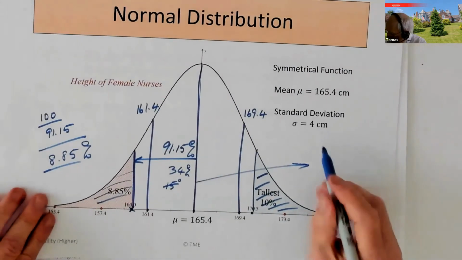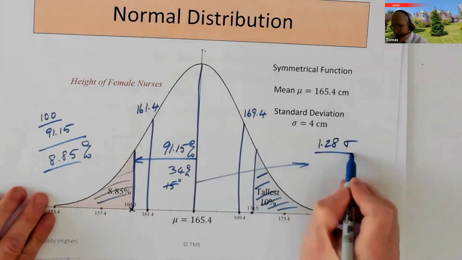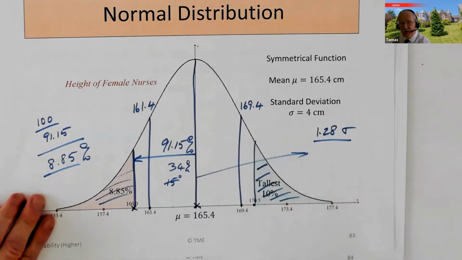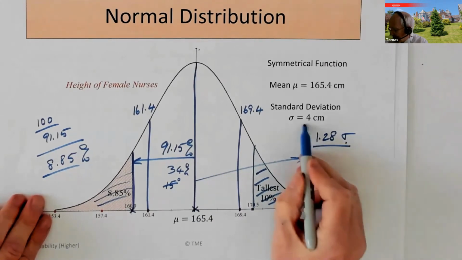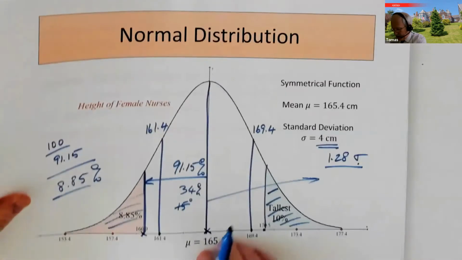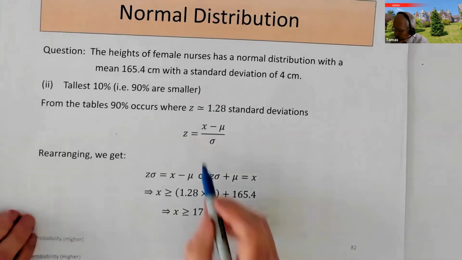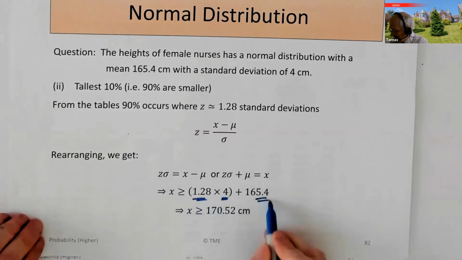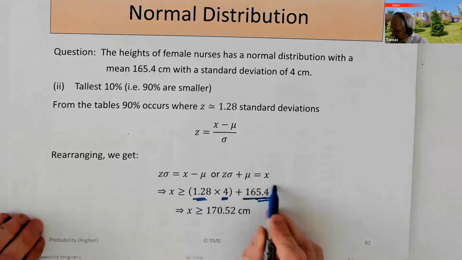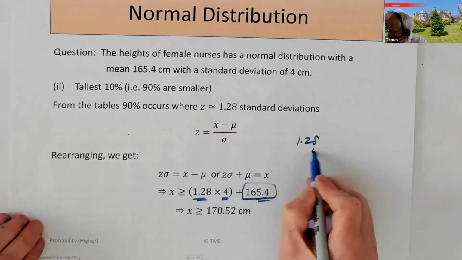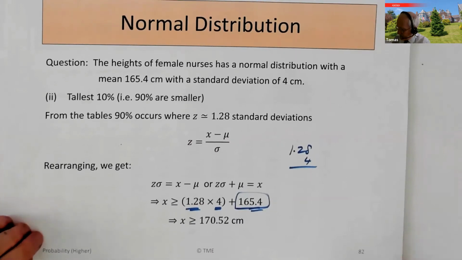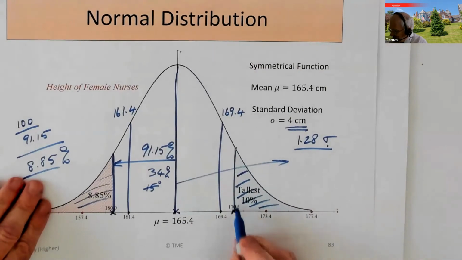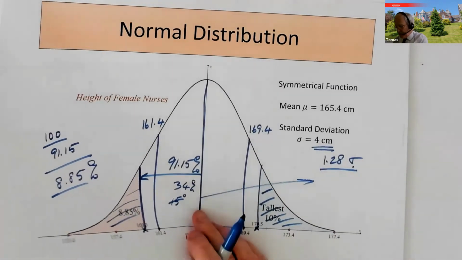So it looks like at 1.28 standard deviations from the mean, that's where the top 10% kick in. But a standard deviation was 4 centimeters. So I should be able to get that by saying 1.28 times 4 centimeters. It's 5.12, about 5, plus the mean, and I get 170.52. So 170.52, that's the height. So that's how we do these tables.